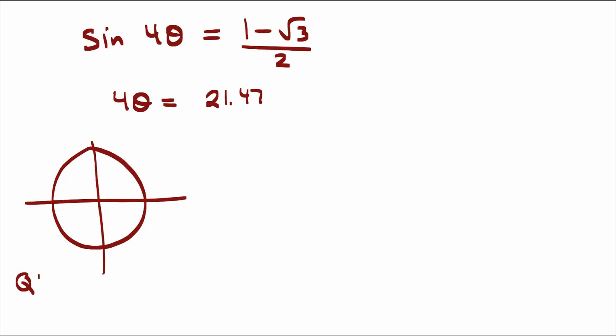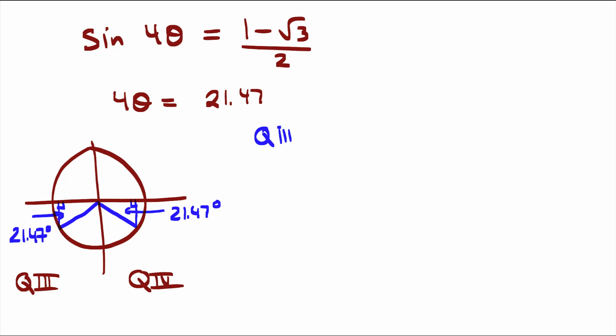Alright, so with that, we're going to go quadrant 3 because we're looking for when the sine is negative, and the sine is negative in quadrants 3 and 4. And we are looking at reference angles in both of those. So I have a reference angle of 21.47 degrees. Over here, another reference angle of 21.47 degrees.